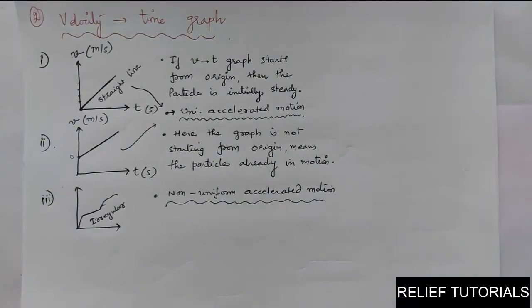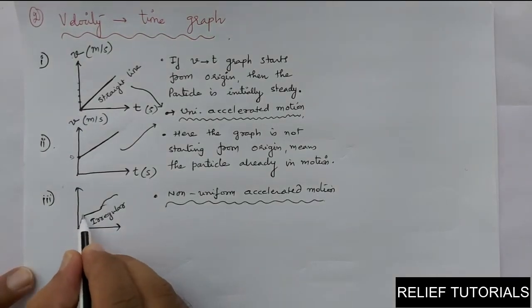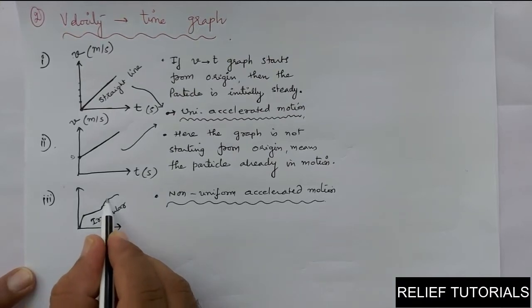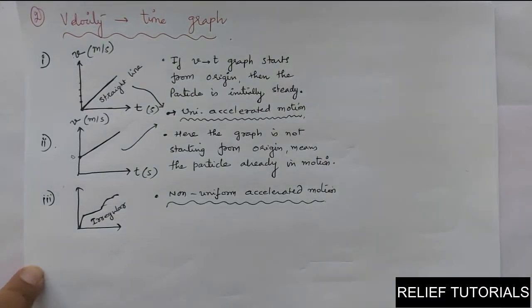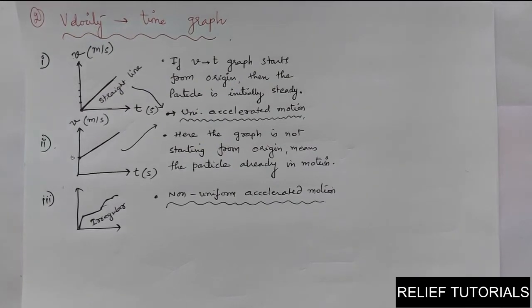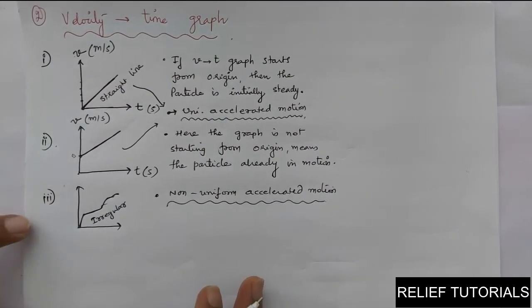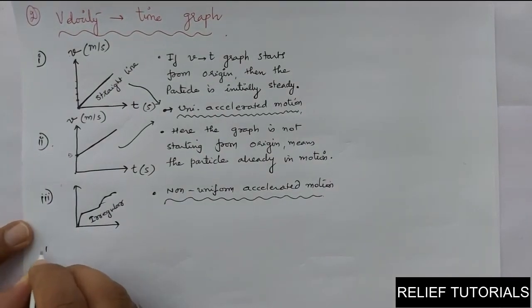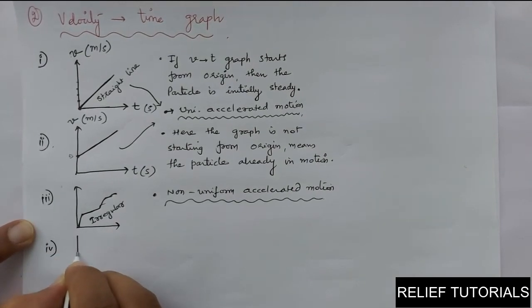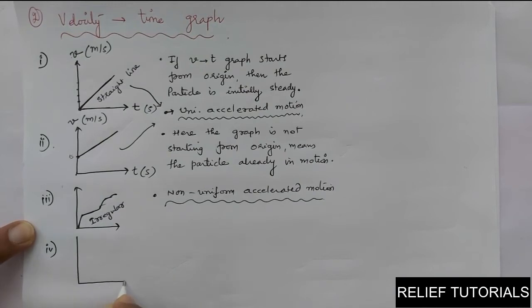Here the velocity changes, but that change is not constant. The change is non-uniform. Sometimes the speed suddenly increases, then suddenly decreases, then increases, then decreases. It happens like this. So this is non-uniform accelerated motion. The very important and very interesting fact here is, look at this. If the graph is like this, look at here.